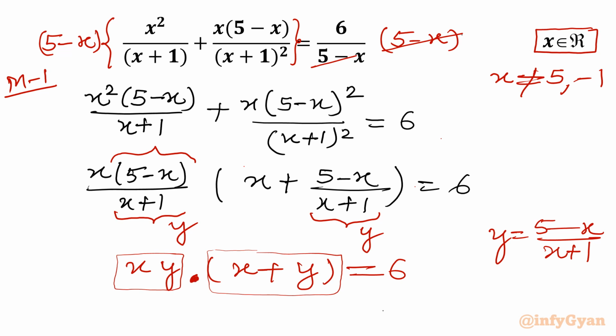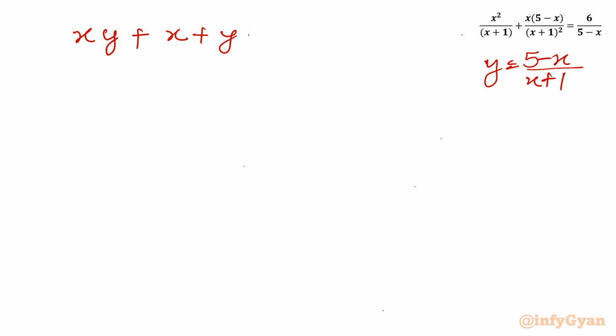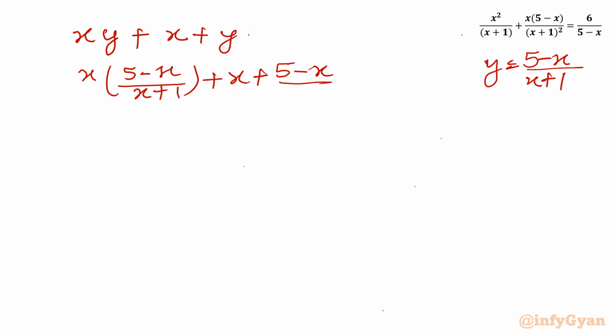So let me find out the sum of roots also. So one root is xy, second root is x plus y. So this is the product of roots. And now I am calculating the sum of roots. So this value we will calculate. Let's put in the value of y and simplify. So I will be writing xy plus x plus y. Remember y is 5 minus x over x plus 1. Let's put it over there. So I will write x times 5 minus x over x plus 1 plus x plus 5 minus x over x plus 1.